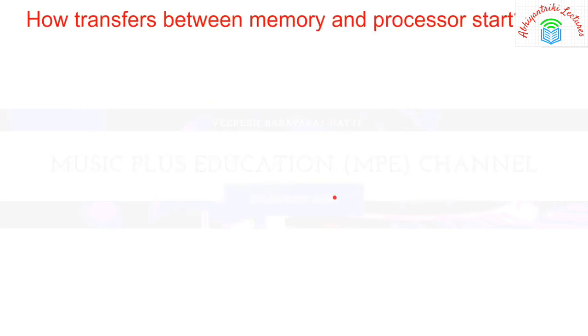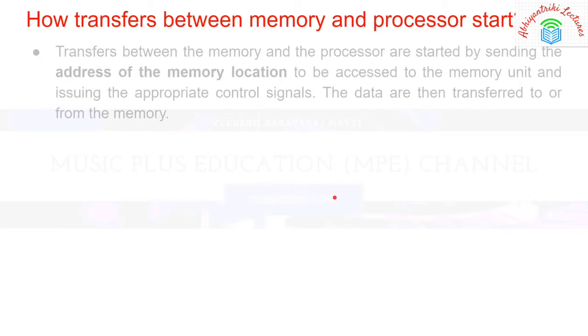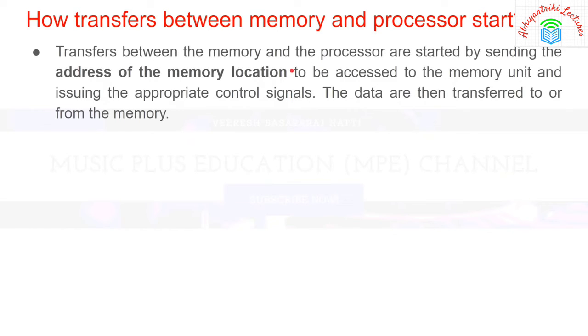How do transfers between memory and processor start? Transfers between the processor and memory are started by sending the address of the memory location to be accessed to the memory unit and issuing the appropriate control signals. That is what the read and write signals are. The data are then transferred to or from the memory.